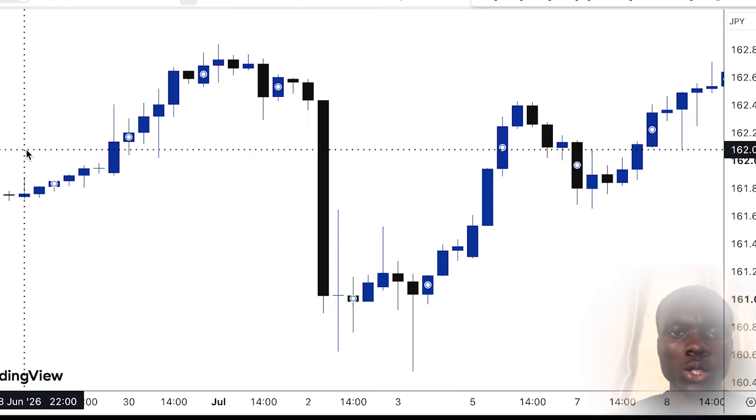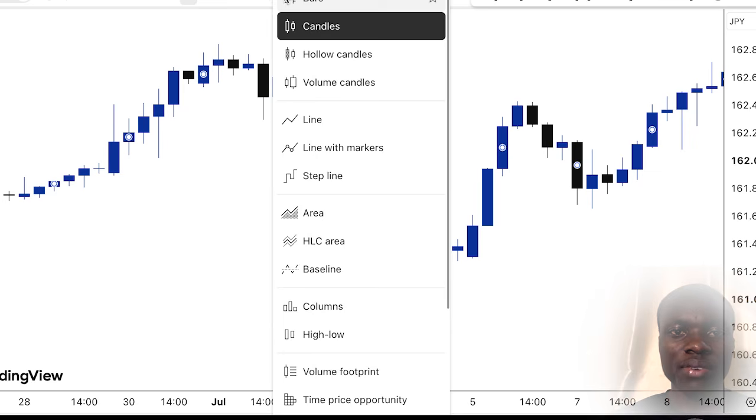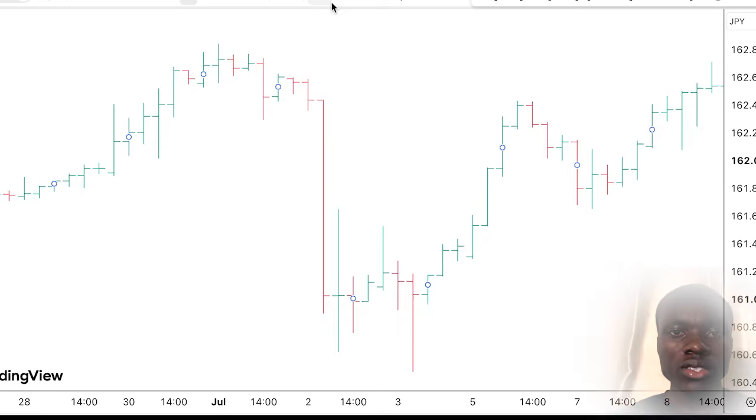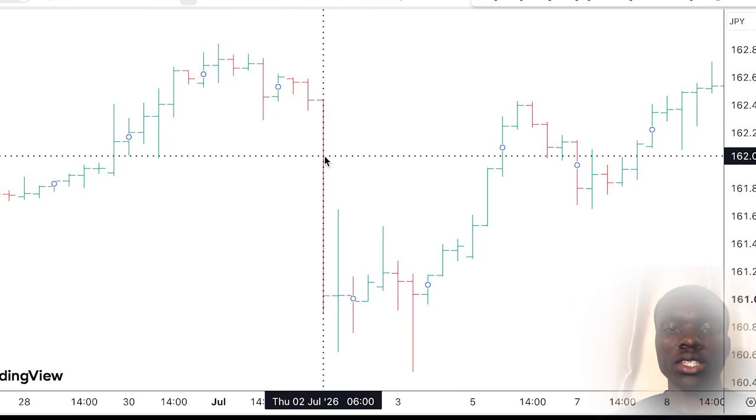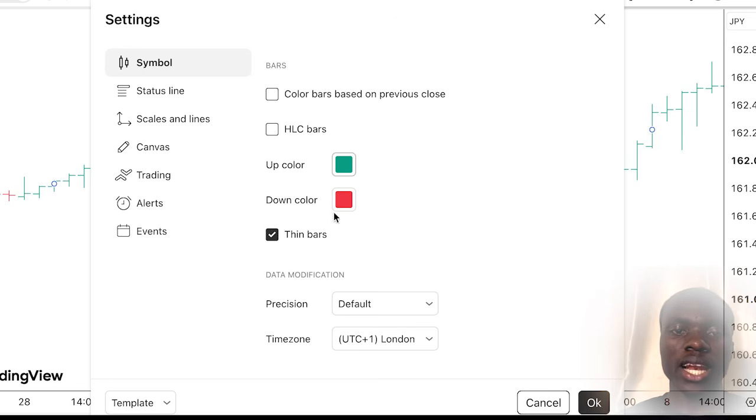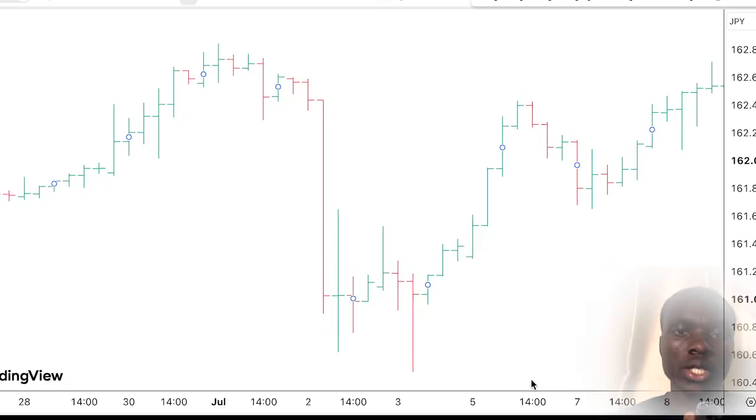So what do you need to know about candlesticks? Again, there are different kinds of candlesticks. This is the bar candle, it is also part of candlesticks. Because this is a bar doesn't mean it's not a candlestick. It's a candlestick. You can change the color and you can do all other stuff like we did the last one. So you can see bar up, bar down. You can change the color and do all you have to do here.